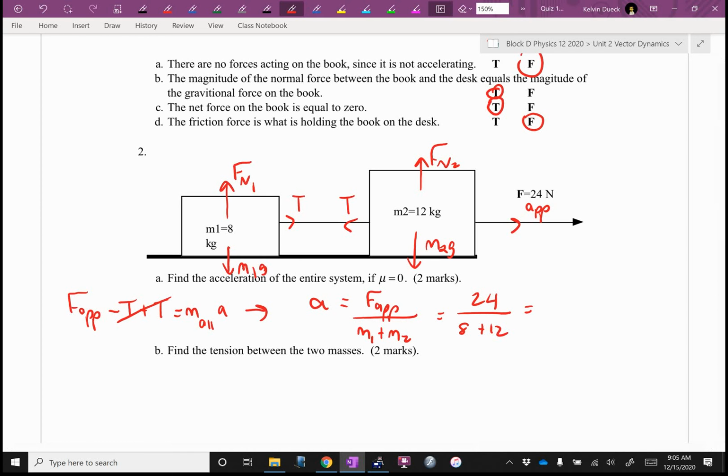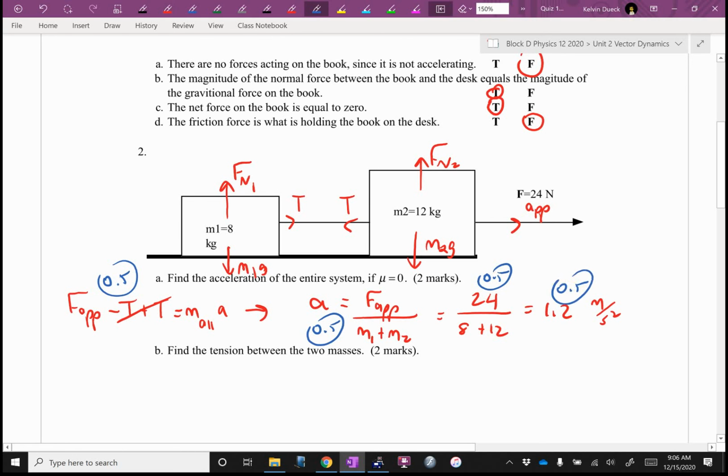Is it 1.2? Meters per second squared. If you got that, 2 out of 2. Otherwise, I would probably go something like half mark for that, half mark for that, half mark for the numbers, half mark for the answer.